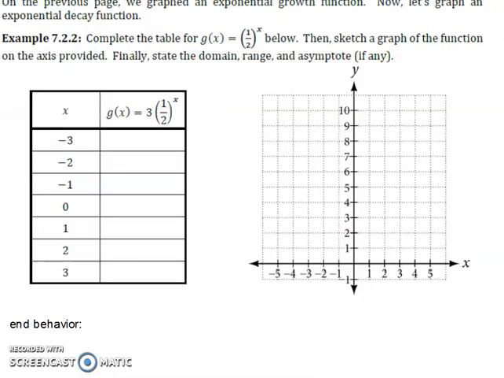Go ahead and take a moment to try this next one on your own. We do have a fraction as our growth factor, but we're going to go through the process very similarly to the one that we just completed. So go ahead and take a moment, pause the video, and try this one on your own.